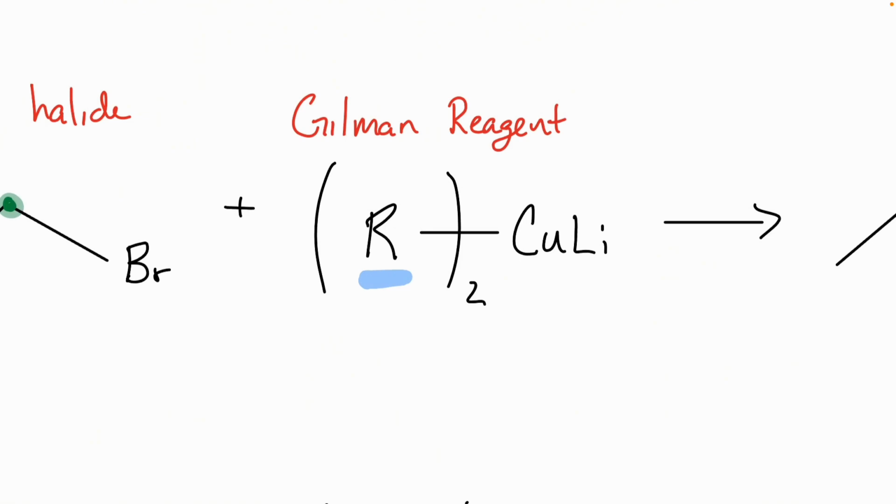You stick 2 of them on there, and then when you do your reaction, only 1 of them gets used up. It's just kind of the magic of how this reagent works: you have to put 2 of them on there, and 1 of them gets used. So that's what the parentheses is showing you, that there are 2 of those R groups on there. So that's just the convention for drawing a Gilman.